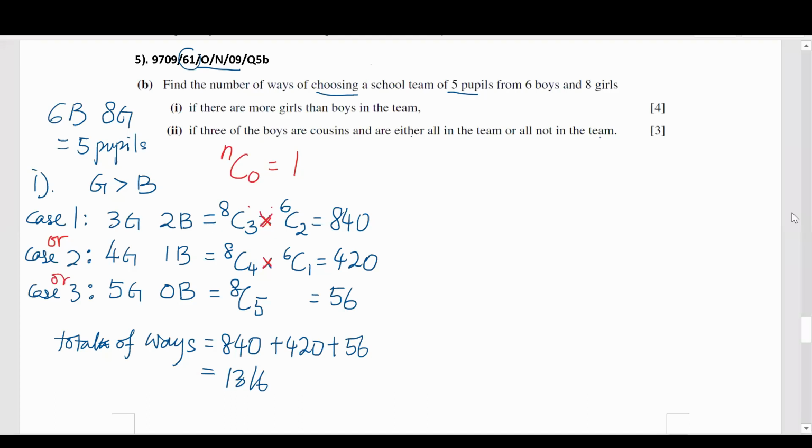All right, now we look at part 2. So to answer part 2, we are still going to form a team of 5 pupils if 3 of the boys are cousins and are either all in the team or all not in the team. So that means either all included or all excluded.